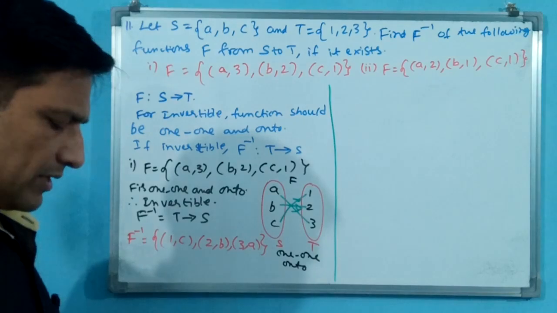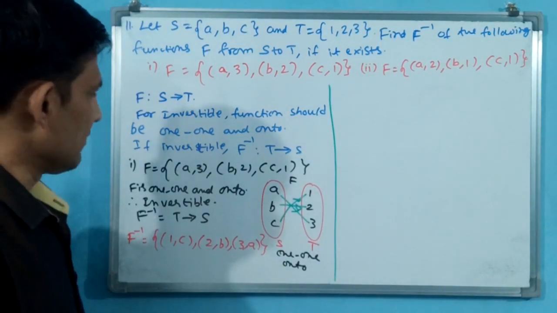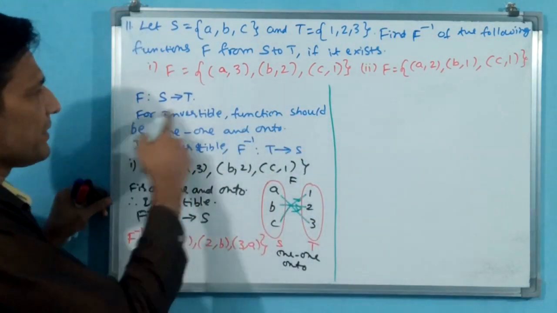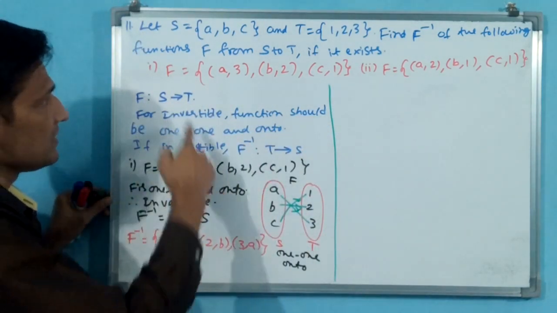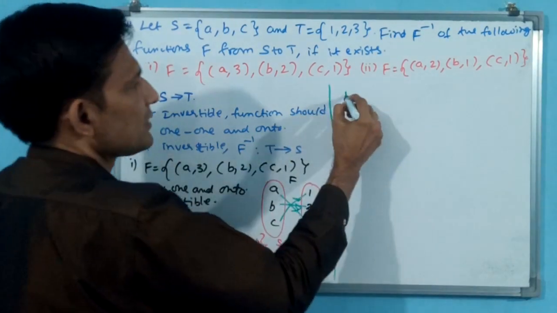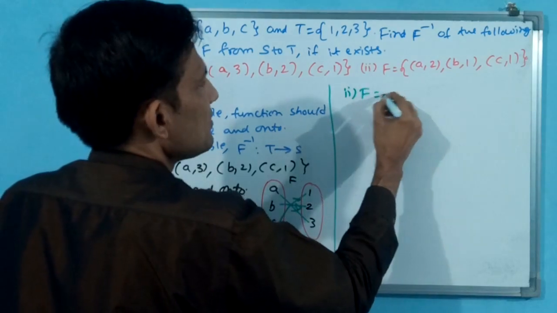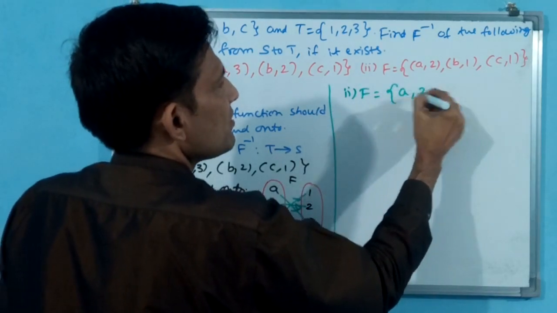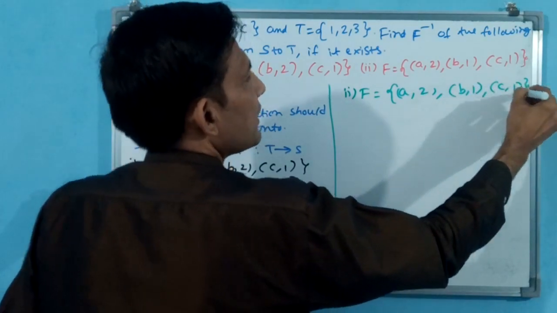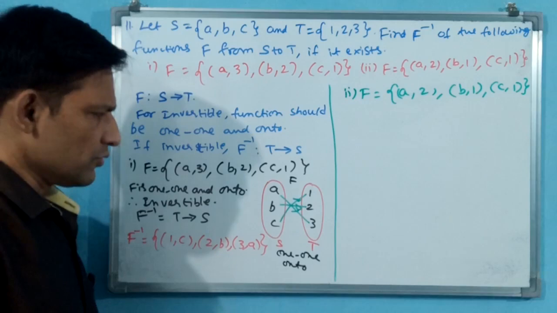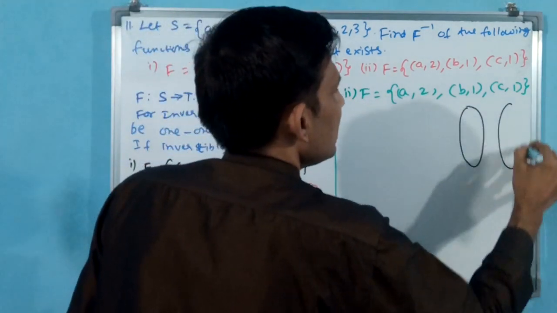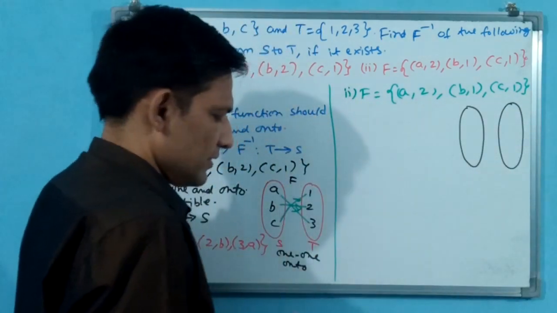Go for the second one also. Now for the second one also you write. See, you need not repeat this again. Once you have written it, this is applicable for your answer up to here. Now you go for 2 onwards. 2 is F is equal to {(A, 2), (B, 1), (C, 1)}. Now here also you need not draw, but even then if you draw, it is good for you to understand.